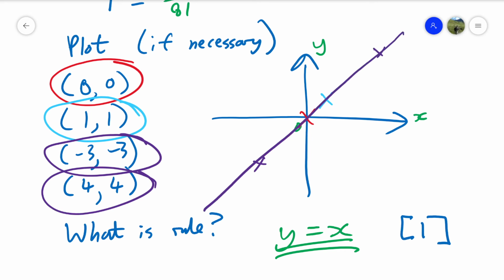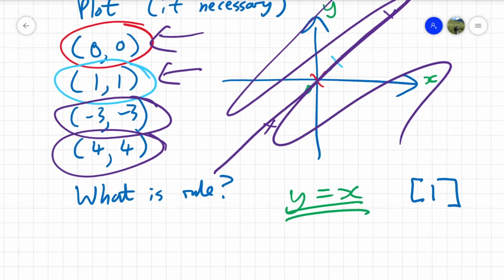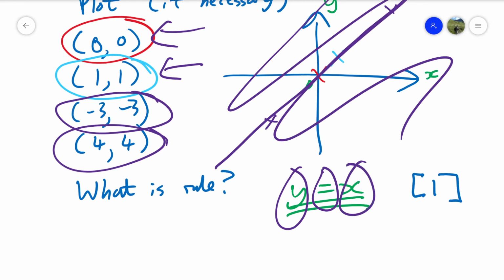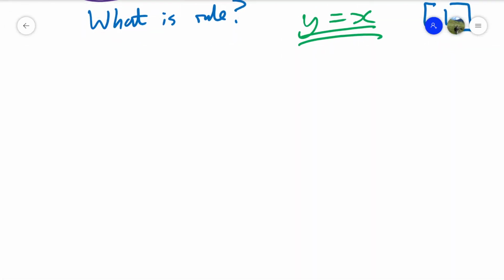Oh, look, what's the rule? The rule is, in a sense, we don't even need the graph to work out the rule. We can just look at the points and say, oh, look, in each case, x is the same as y. How do we write that in maths language? We write a y, an equal sign, and an x to indicate that they are equal. And that they are in general equal. This is a rule that can be applied.